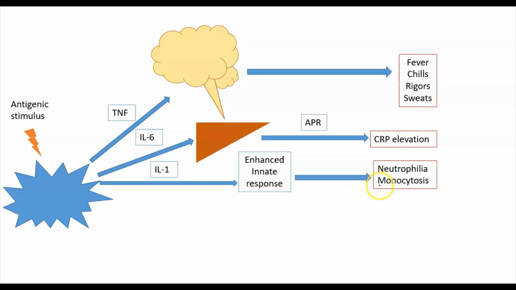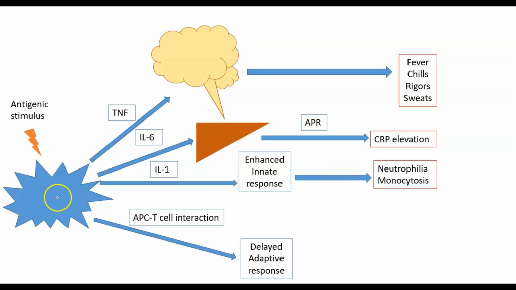A similar process occurs for monocytes, which also increase in number as they circulate around the body to try and home towards the site of infection. And these monocytes, upon reaching the site of infection, then differentiate into macrophages and dendritic cells to help aid the innate response. The innate antigen-presenting cells, namely the dendritic cells, but also the macrophages, can interact with T helper cells to then lead to a delayed adaptive response.